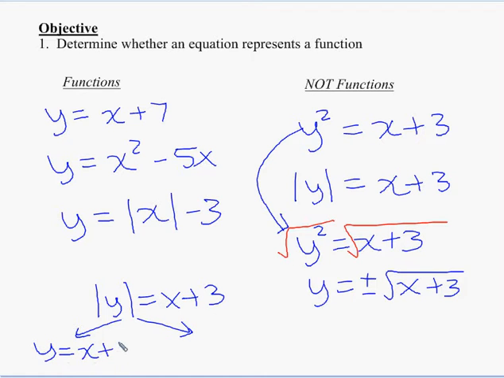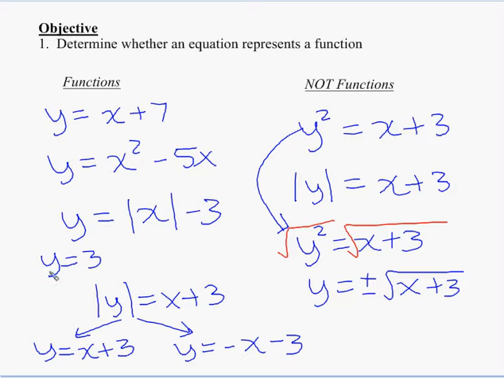So there's the y equals x plus 3, and then the y equals negative x minus 3. And so you have two separate y values. So anytime that you have a y equation where you have a y squared or an absolute value of y, that doesn't represent a function. It's okay if the x is squared and the x is in absolute values, as long as the y is not.